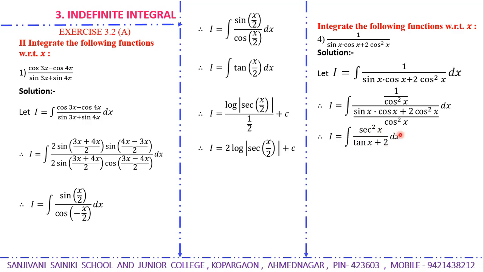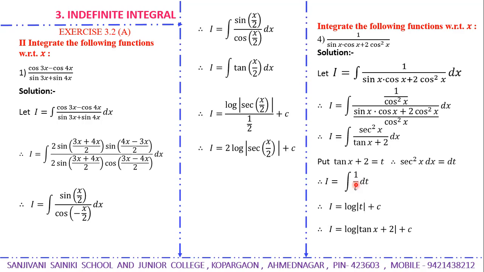Clearly, if you take the derivative of this denominator tan x plus 2, its derivative is sec square x. So using the substitution and simplification, we get the integral of 1 upon t dt. So its integral is log of t plus c. But what is t? Put that value of t in this integral, you get I is equal to log of modulus tan x plus 2 plus c.